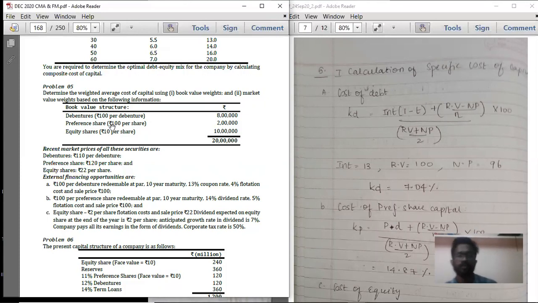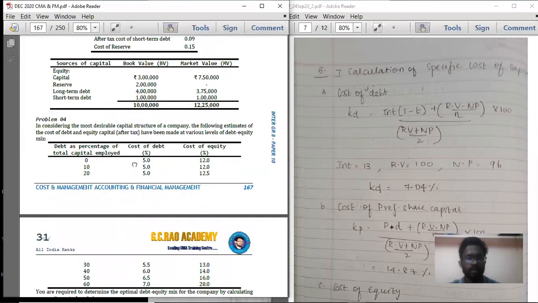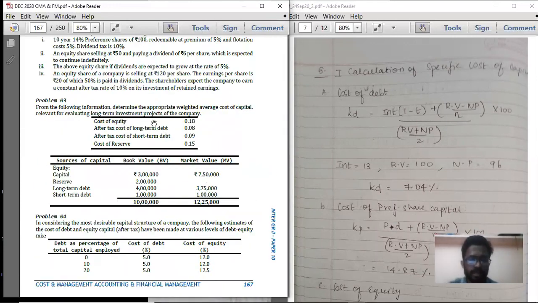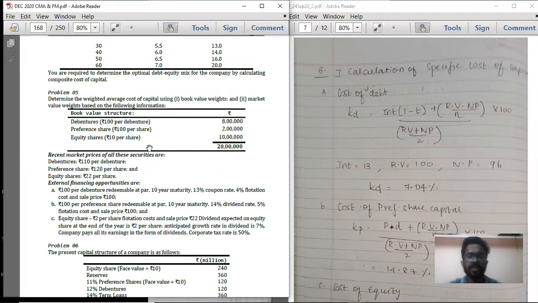So we have found both the book value capital structure and the market value capital structure. But here, what they have not given, which they gave in problem number 3, see, while doing problem number 3, same sum, they have given directly the cost of equity, the after tax cost of long term debt, the cost of reserve. They have given these percentages directly, whereas in problem number 5 they have not given the percentages.